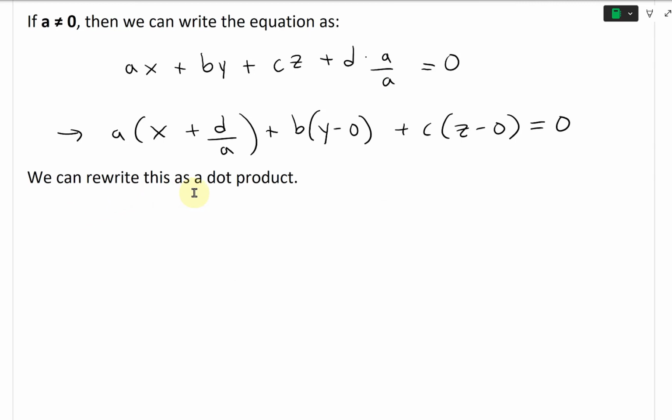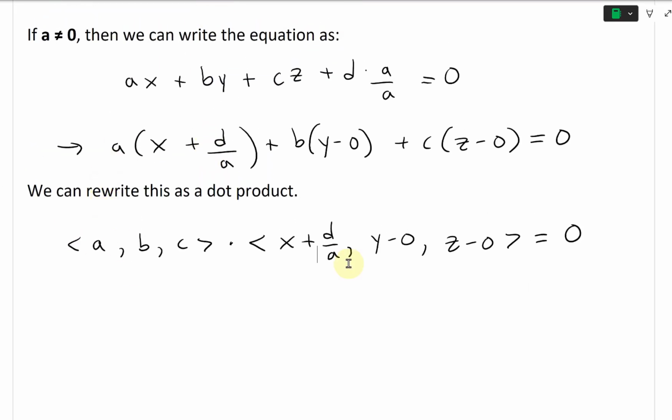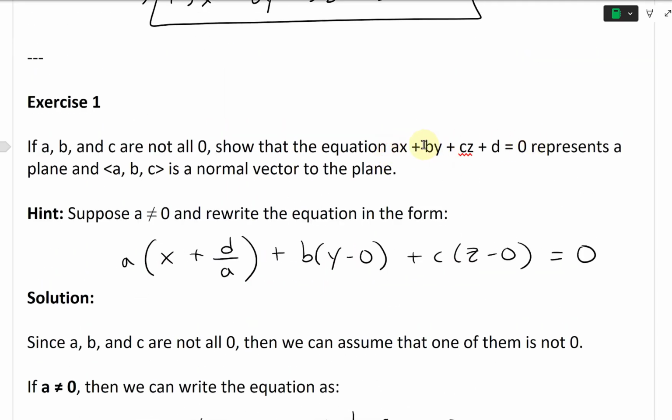Alright, and now we can rewrite this as a dot product. This is the same thing as writing it as, right here, A, B, C dot, and then this is going to be x plus d over A, and then y minus 0, z minus 0 equals 0. Yeah, because when you take the dot product, you just multiply A inside this, and B inside this, and then C inside this one here. And we get this top part right here, which can be rewritten back into this format right here.